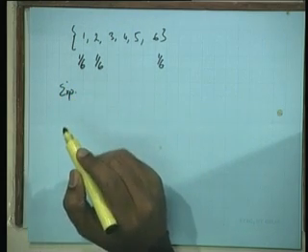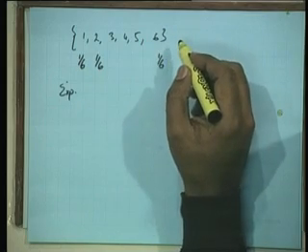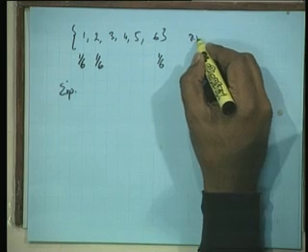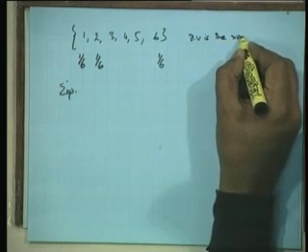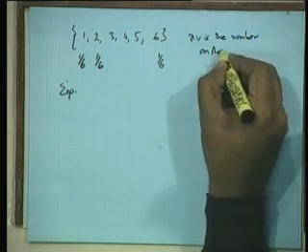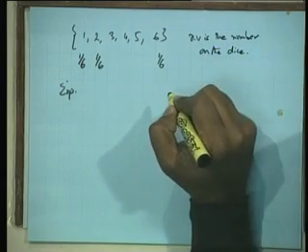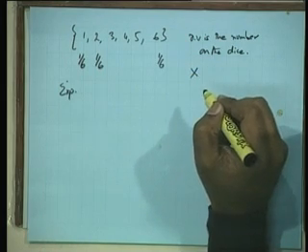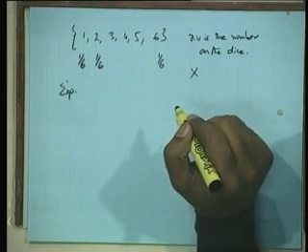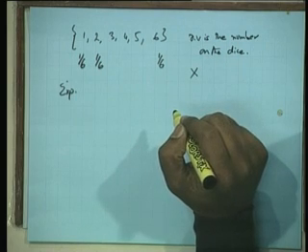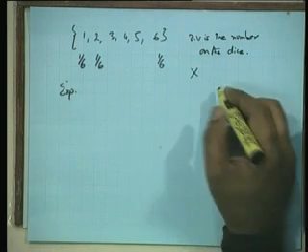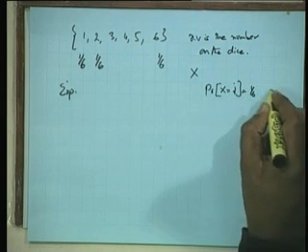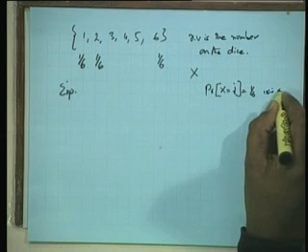Now what is the expected value? Expectation is defined as follows. What is the random variable? The random variable is the number on the dice. Let's call it X. This random variable takes 6 different values, each with the probability of 1 over 6. Probability X equals i equals 1 by 6, for i between 1 and 6.